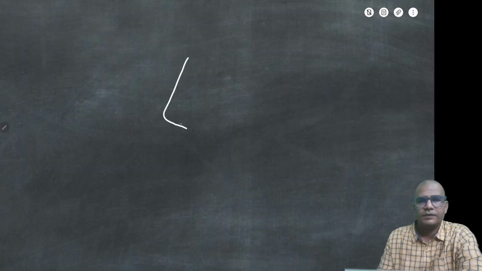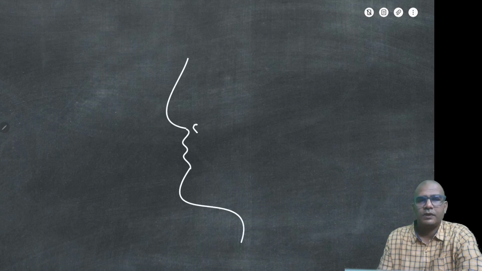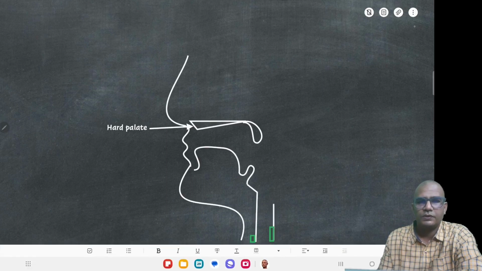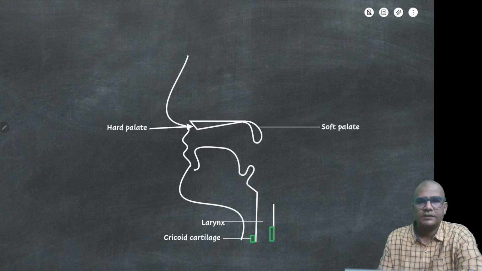We will begin with drawing the nose and lips and chin. We will draw the hard palate. Then we will draw a soft palate behind it. It will be better if you draw along with the session so that you will practice the diagram. Then we will draw the tongue along with the epiglottis. Continue it downwards as the larynx. Draw the larynx and show the cricoid cartilage as the lower end of the pharynx.